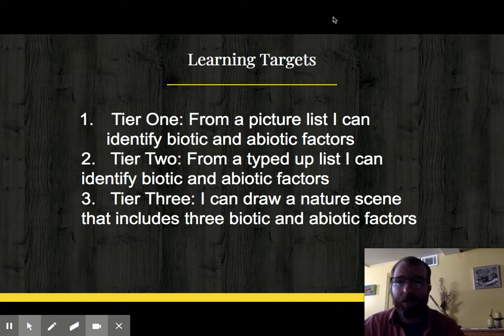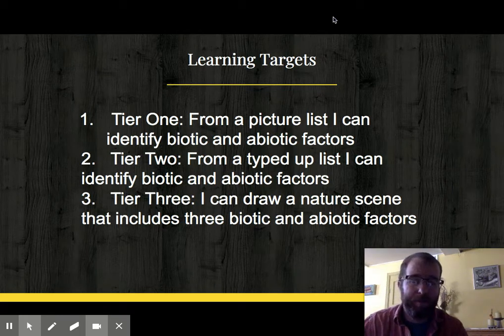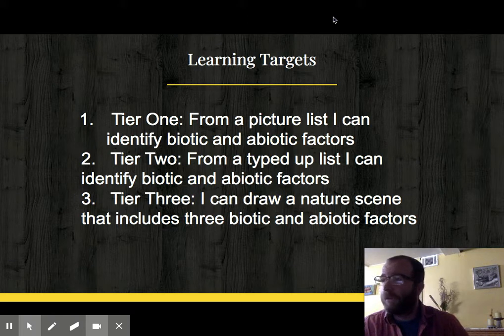So to start off, I've provided tiered learning targets. So once again, this is for a middle school science course and physical science, and the state standard that I provided here is to identify abiotic and biotic factors. So we'll go ahead and just jump in.